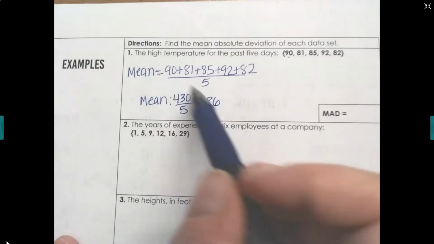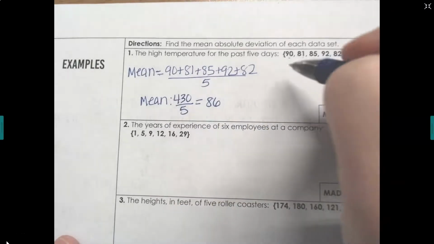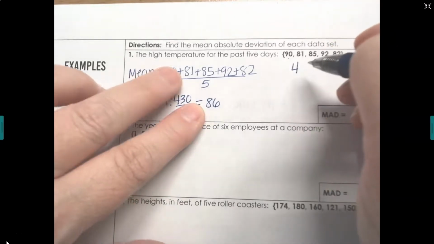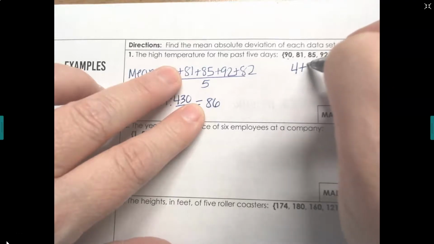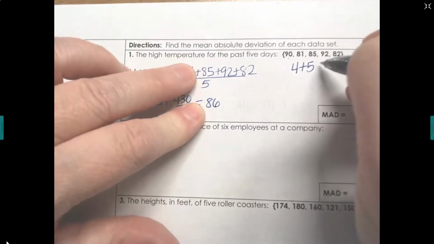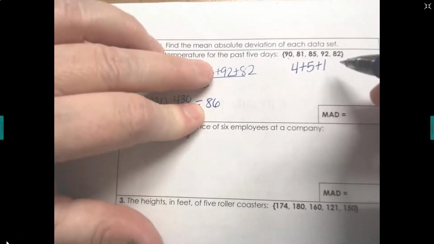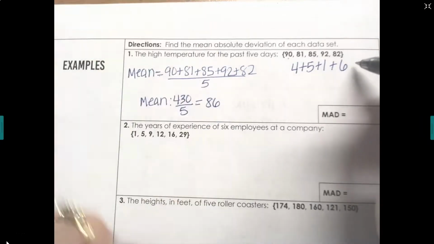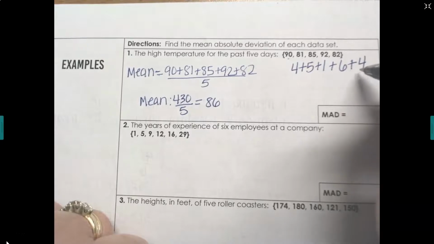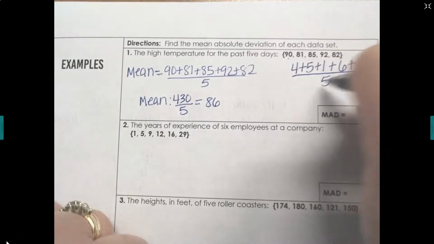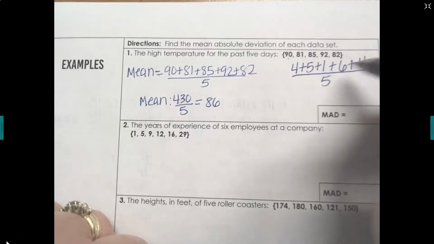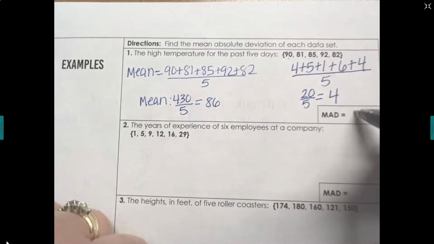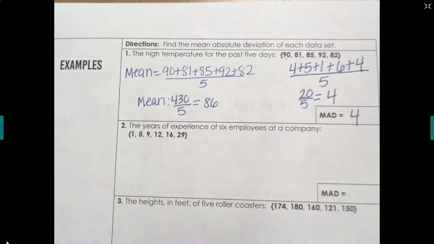So I want to see how far away each of these are from the mean, and I'm going to find the average of that. 86 to 90 is a distance of 4. 86 to 81 is a distance of 5. 86 to 85 is a distance of 1. 86 to 92 is a distance of 6. And 86 to 82 is a distance of 4. So I still have 5 numbers here. When I add all of these up, I get 20 divided by 5, so the mean absolute deviation there is 4.